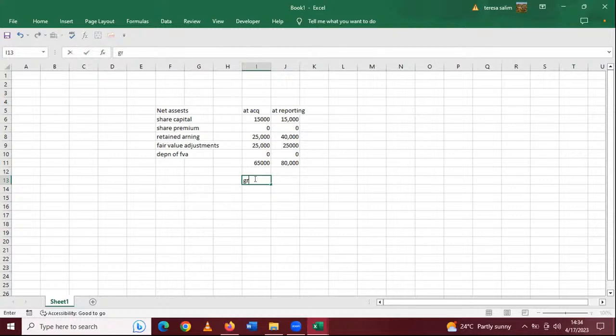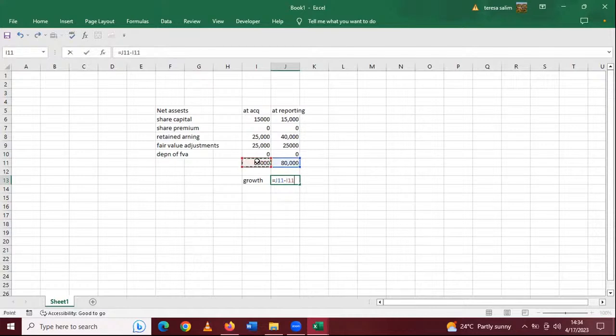So then go to the next one before I explain. Now we want the growth in net assets. We just take the post acquisition profit. We minus, yeah.